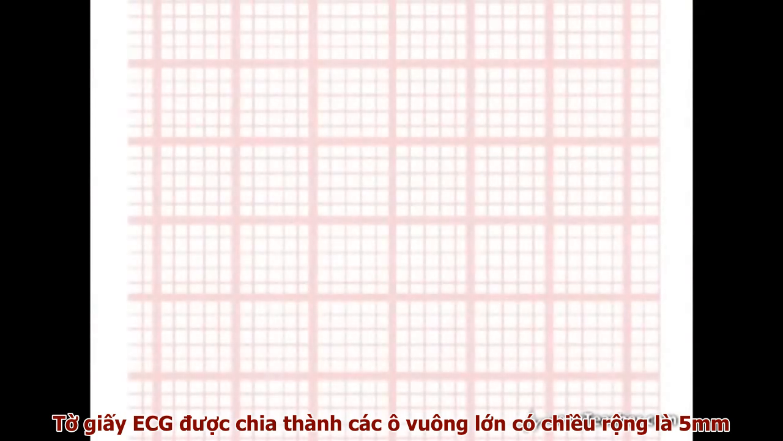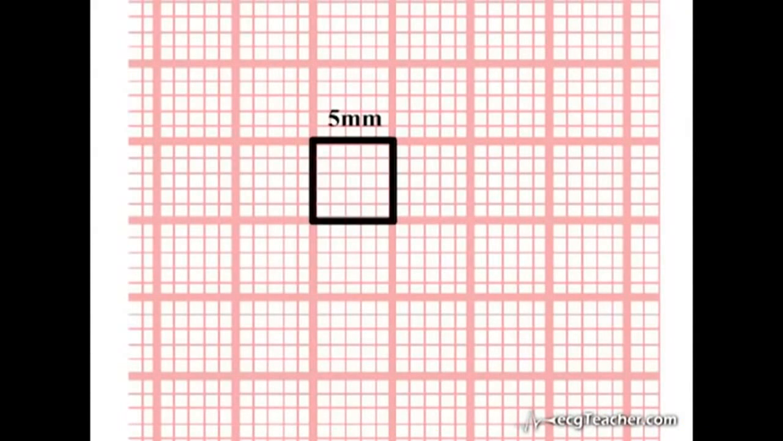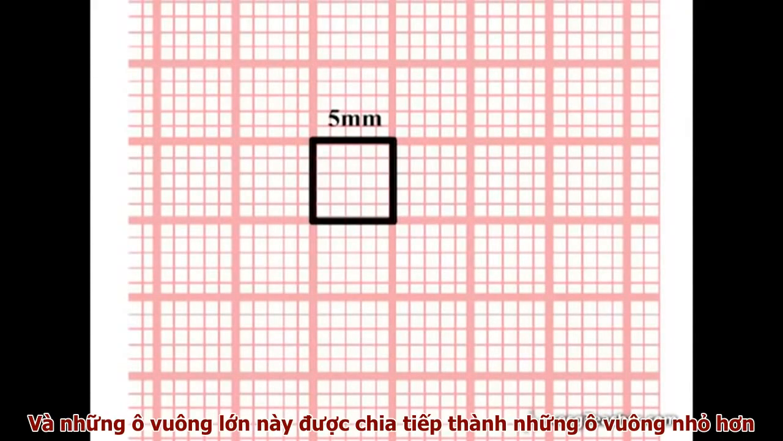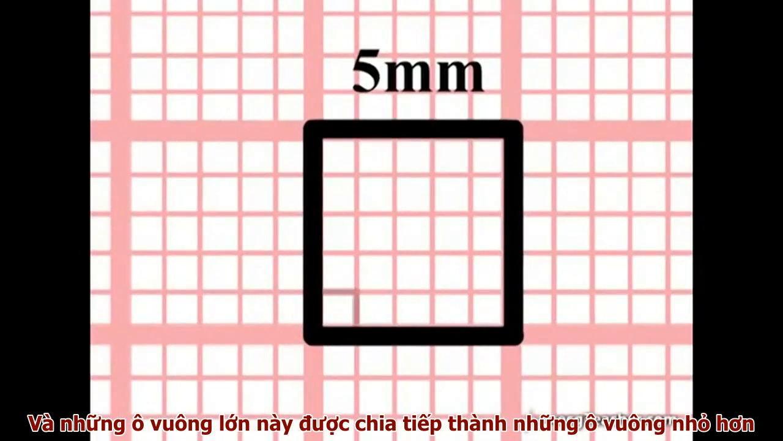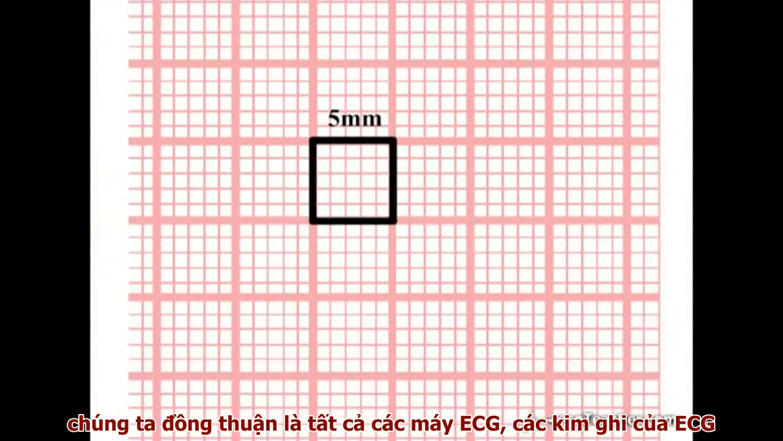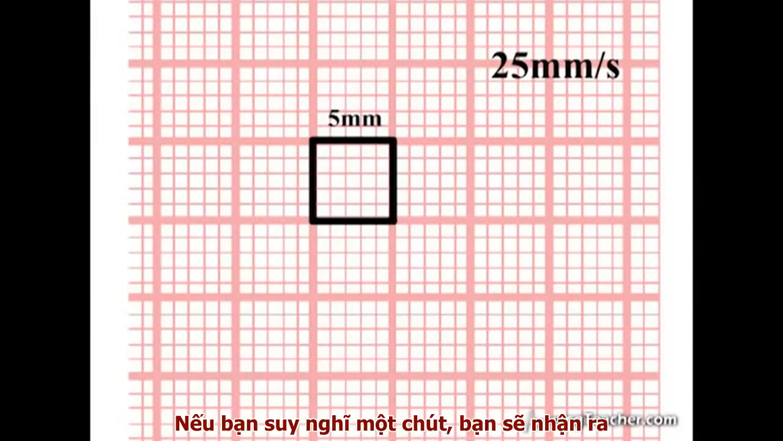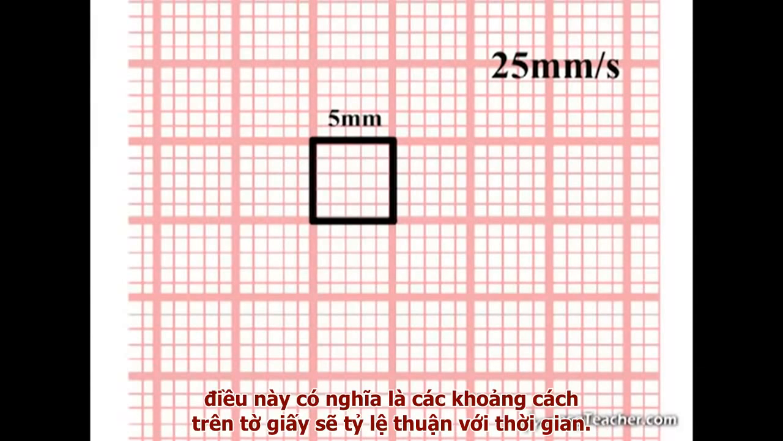ECG recording paper is divided into large squares 5 mm wide, and these large squares are in turn further subdivided into small squares, each of 1 mm in width. For our present purposes, we can consider that in all ECG machines, the recording needles run at a constant speed over the ECG paper of 25 mm per second. If you think about it, you will realize that this means that distance on the ECG paper equates to time.